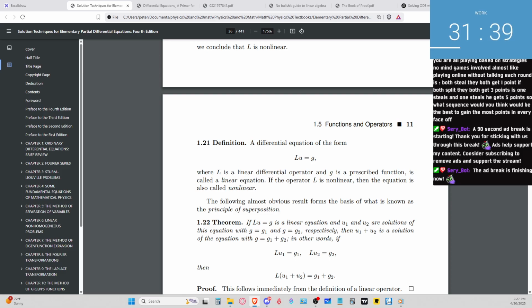Interesting. So you either split or steal against 20 people. Each group is made up of just 2 people, and you have to play 200 rounds. Damn.